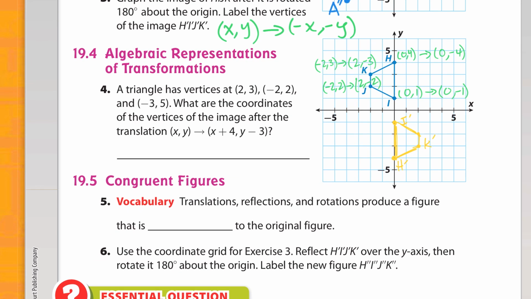Okay, so let's get back to number 4. It says a triangle has vertices 2, 3, negative 2, 2, and negative 3, 5. What are the coordinates of the vertices after the image translation? Well, all I have to do is add 4 to the x and subtract 3 from the y. So 2 plus 4 is, let's see, how should I show you this? I'll do red. If I have 2, 3, then that would be 2 plus 4, and then 3 minus 3, right?